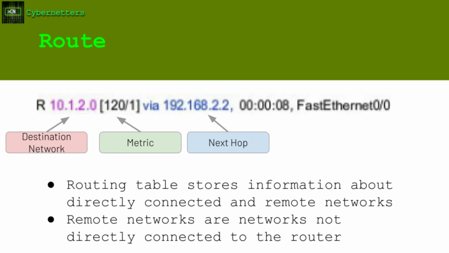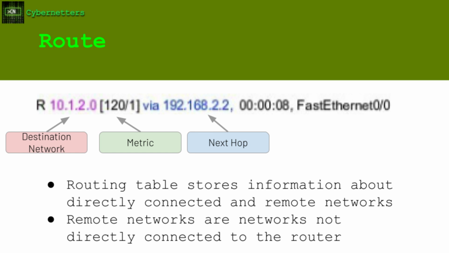So as you can see, in this snippet of an IP route, the destination network is shown in red. What this means is it's the final network where the packet needs to go. So in this case, 10.1.2.0 would be the destination network.